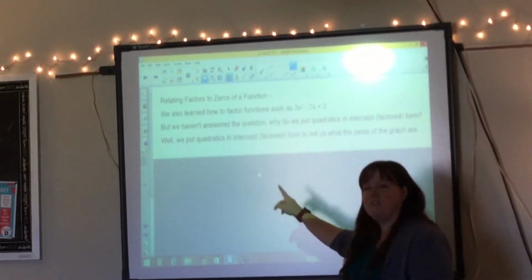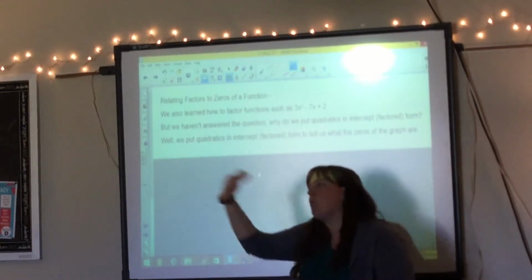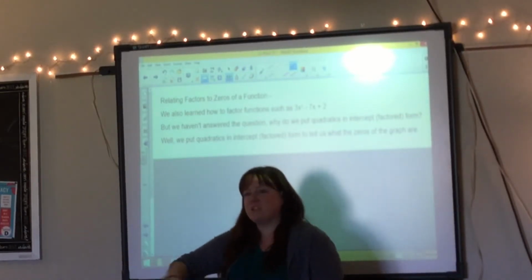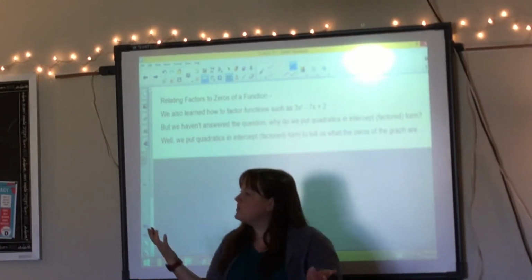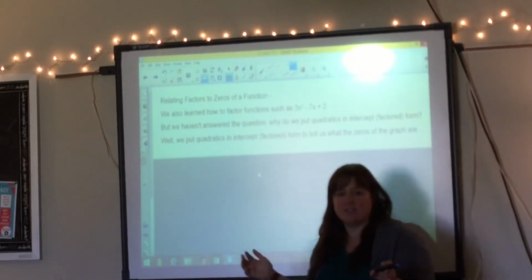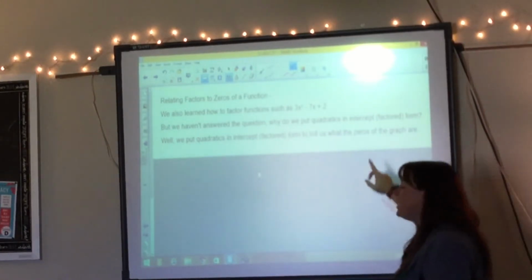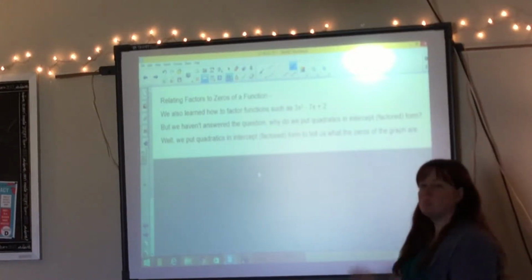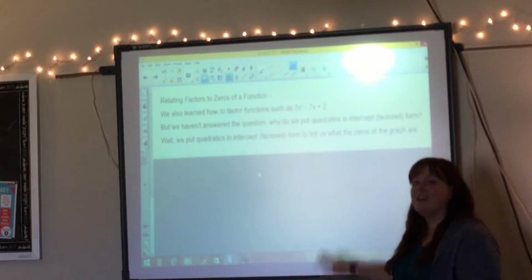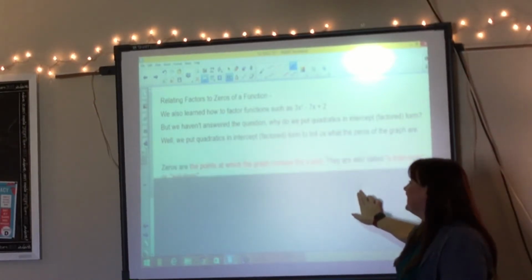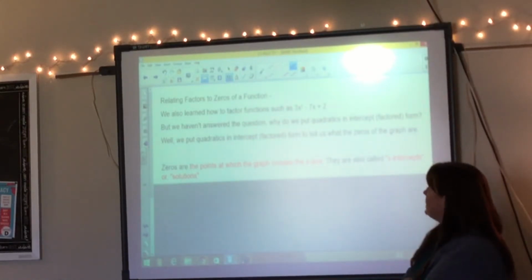So why in the world does it matter if I put something in intercept form? Why do I want to use it? We know why we use vertex form. Vertex form shows us the vertex. Standard form is just standard because it's the way we've always done it. But why do we need a third one? Well, we put it in intercept form because it shows us where the zeros of the graph are. What are zeros? Zeros are the points at which the graph crosses the x-axis.